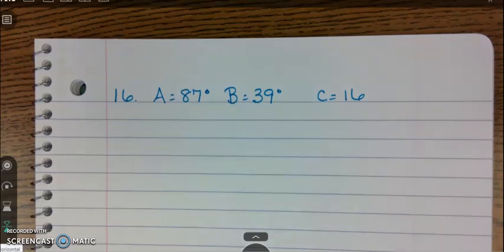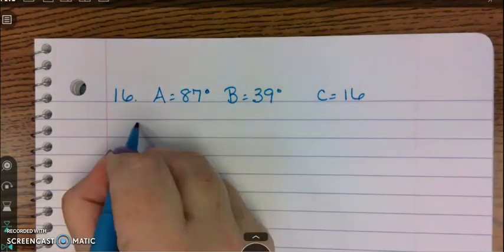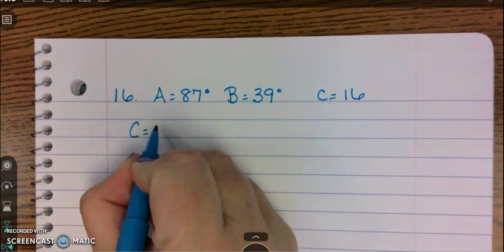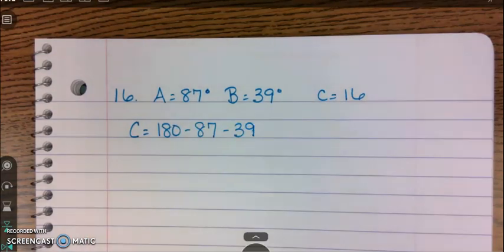Hey guys, so here is the law of sines and law of cosines portion. So the question is, given this information, solve for the triangle. So first off, we can find big C quickly by doing 180 minus 87 minus 39.